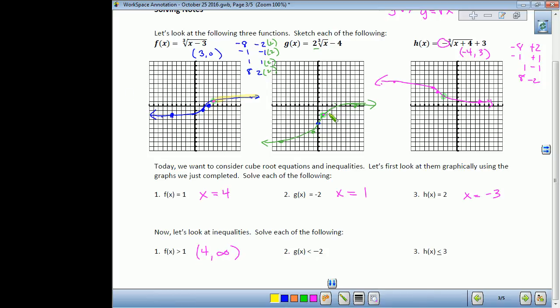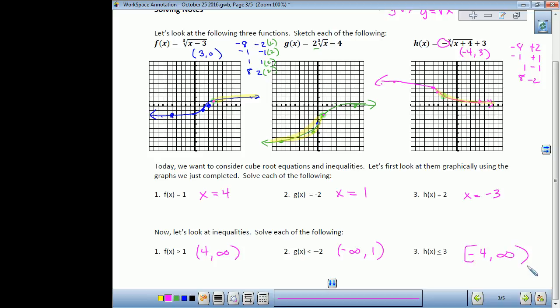Okay, where is this function less than -2? So we're looking at this. So that is from -infinity to, what is that x value? 1. Now we won't include that one either because there's no equal to. Now on the last one, where is it less than or equal to 3? Well, it's less than or equal to 3 over here. So this one does have the equal to. So that is from -4 to +infinity. That function is less than or equal to 3. Any questions about how to use the graph to solve these?